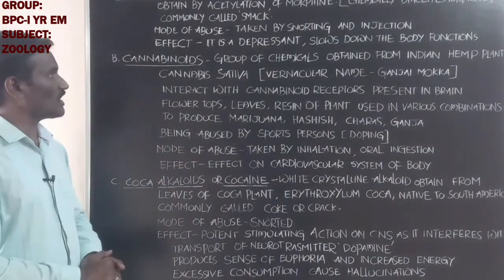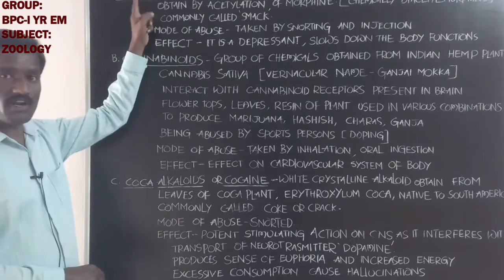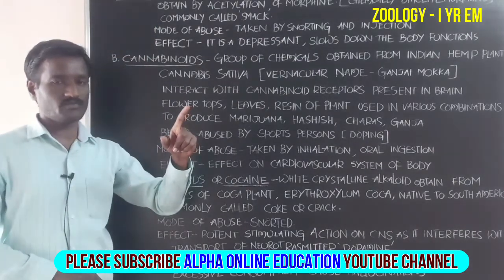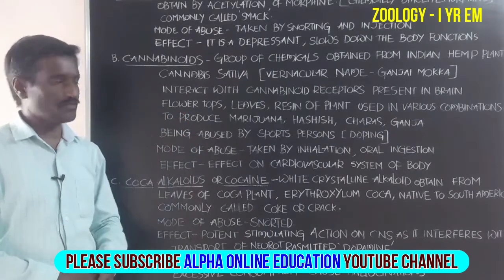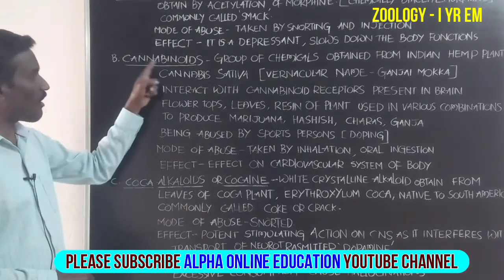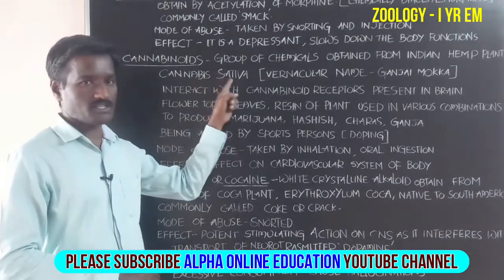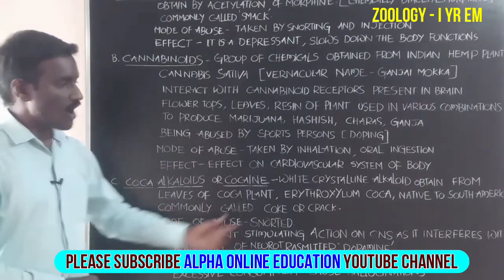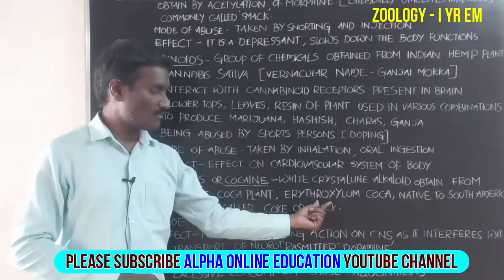That was about the three types of drugs. Heroin is one type of opioid. Opioids are differentiated into two types: one is morphine, the second is heroin. Next, cannabinoids are obtained from the Indian hemp plant, cannabis sativa. Coca alkaloids or cocaine are obtained from the leaves of the coca plant, Erythroxylum coca.